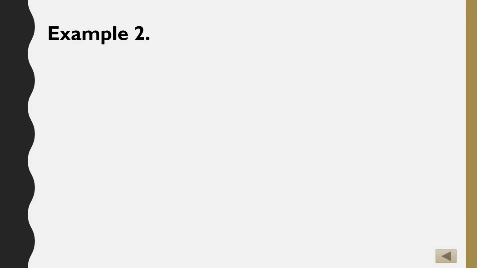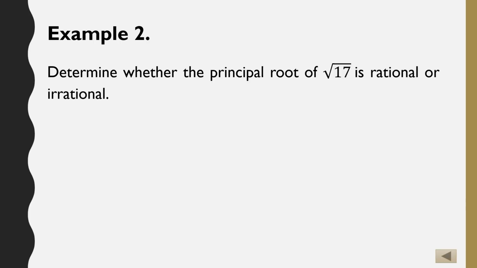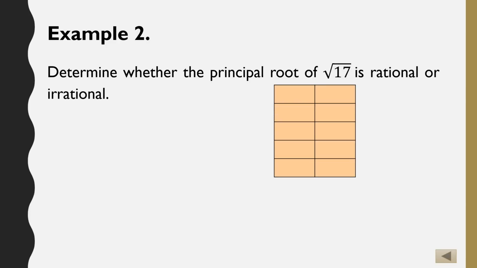So let's have example number 2. Determine whether the principal root of square root of 17 is rational or irrational. So, paano ba natin malalaman kung ang square root of 17 ay rational o irrational? Katulad ng sinabi ko kanina, pwede nyong isa-isahing i-multiply ang isang number sa sarili niya hanggang sa malaman natin kung sakto ba yung square root of 17 or hindi siya kabilang sa rational.